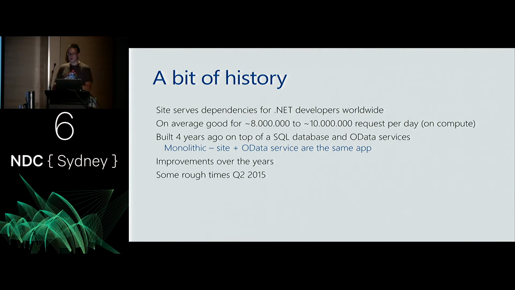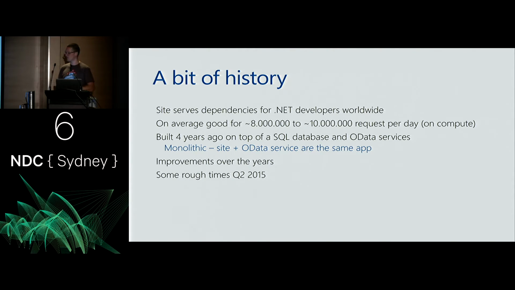So the Nougat website, if you don't know Nougat, who doesn't know Nougat? Okay, good. We serve dependencies for .NET developers worldwide, and pretty much every developer is using us continuously during their day-to-day job, installing packages, updating their dependencies, and so on. So we get a lot of requests, and at the time all these things happened, we served around 8 million to 10 million requests per day on our compute nodes alone, because we also have a lot of things that are just served by storage and a CDN. So we have quite a number of users on compute during the day.